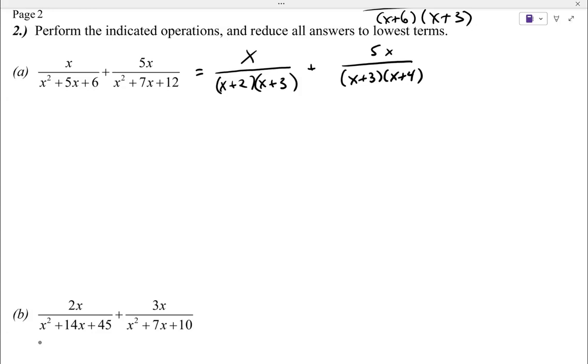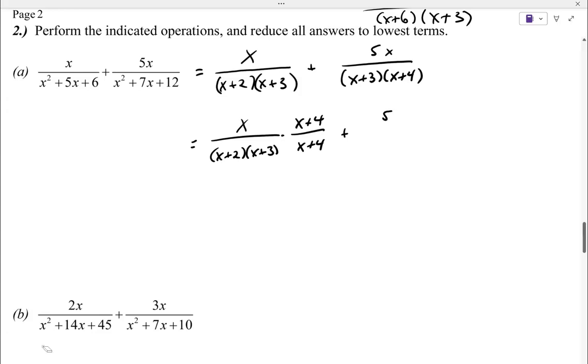What do we need to multiply your first fraction by to get a common denominator? 4. Yeah, you do that x plus 4, right? Because notice that your second one has an x plus 4 in it and the first one doesn't, right? Do we need to worry about the x plus 3, by the way? No, because it's in both already. So we don't need to do the x plus 3. So we'll multiply the first one by the x plus 4 over x plus 4.